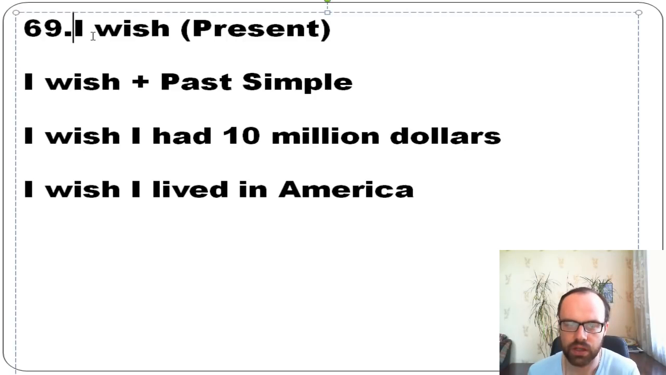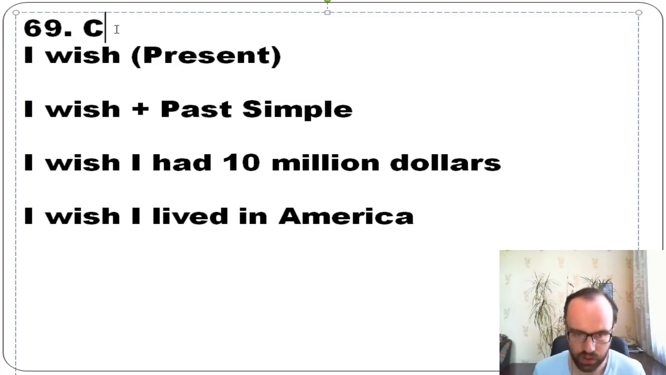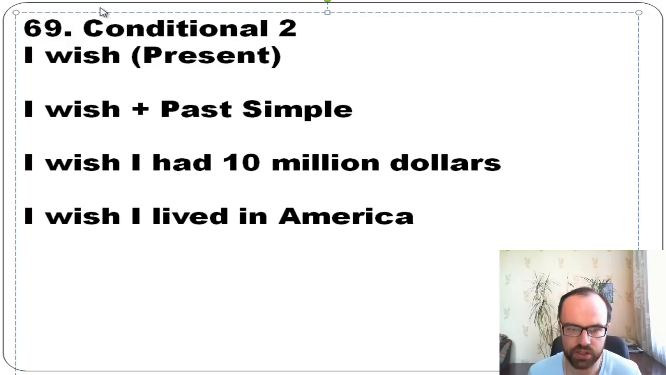Next, wish. We often call it the second conditional too. So I wish for present. I wish plus past simple. For example, I wish I had $10 million, but in fact, it's in my imagination. I don't have this money. I wish I lived in America, but I don't live in America. I live in another country. So I wish I lived in America.